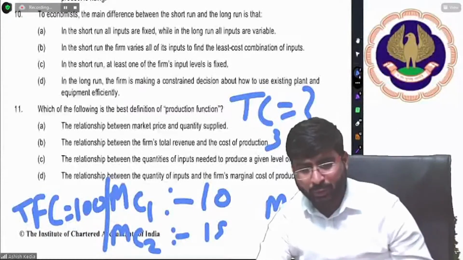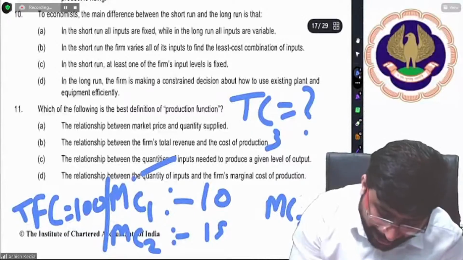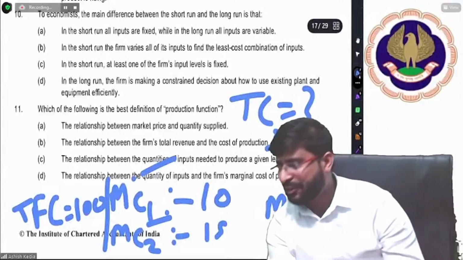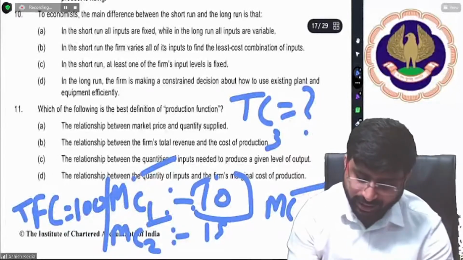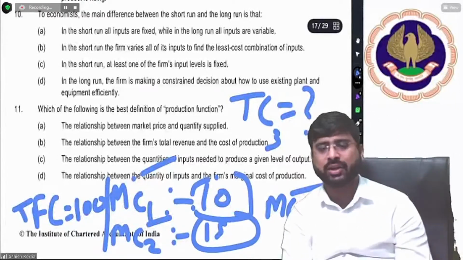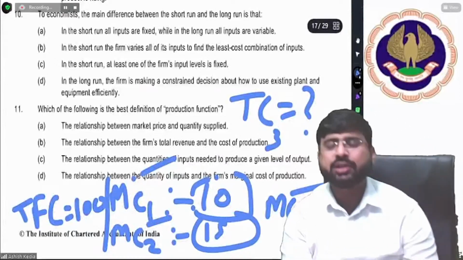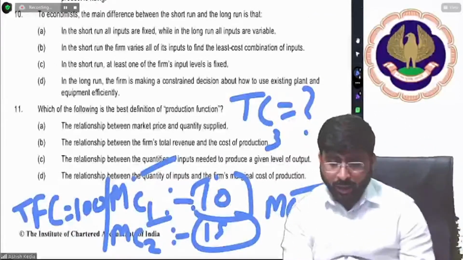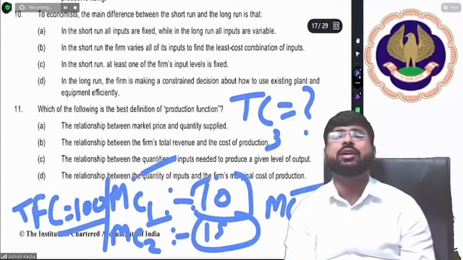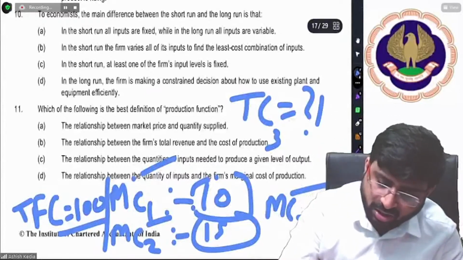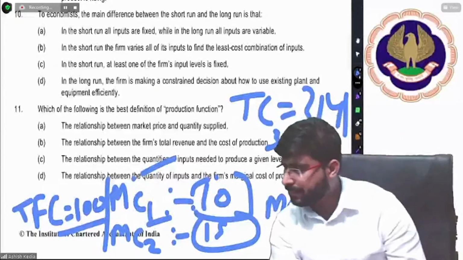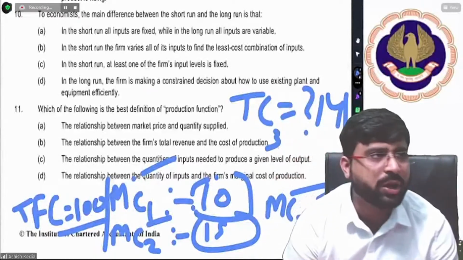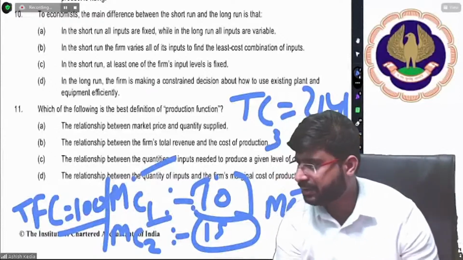You people are absolutely correct. Whenever you add marginal costs, let's say you have 10 here, then 15. That gives you 25, and then you add 16. That gives you 41. And now total fixed cost is 100. So 100 plus 41 is how much? 100 plus 41 gives you 141.